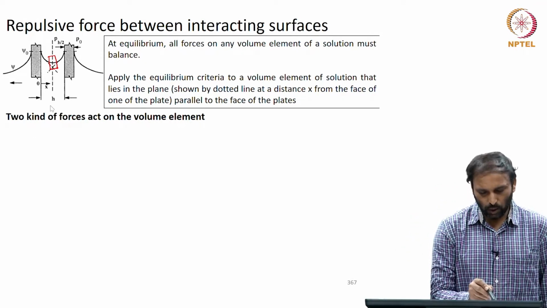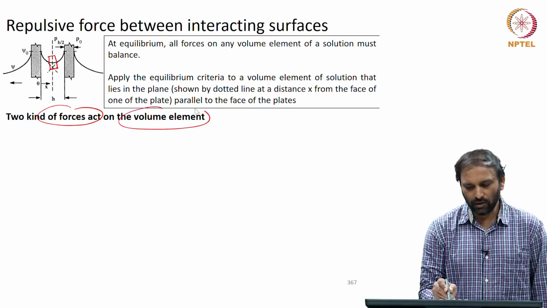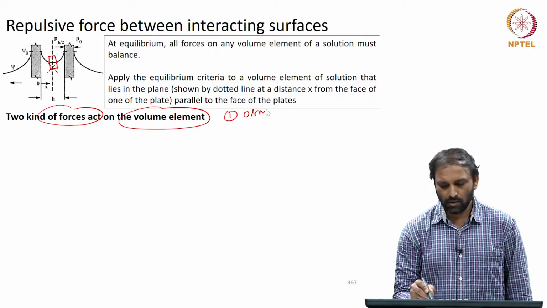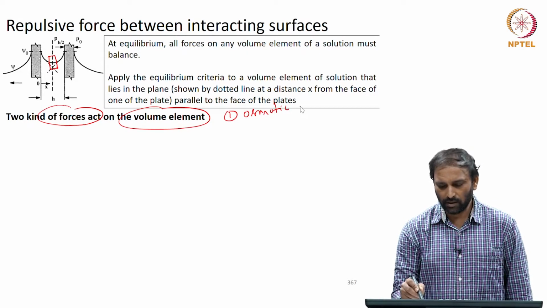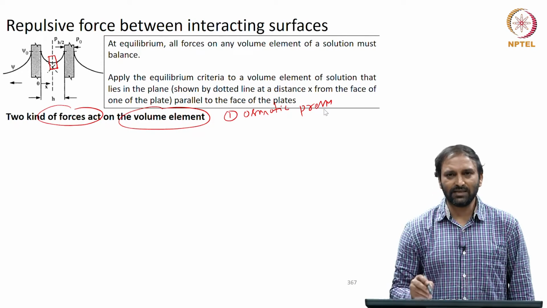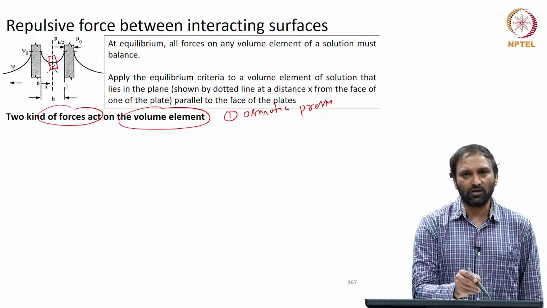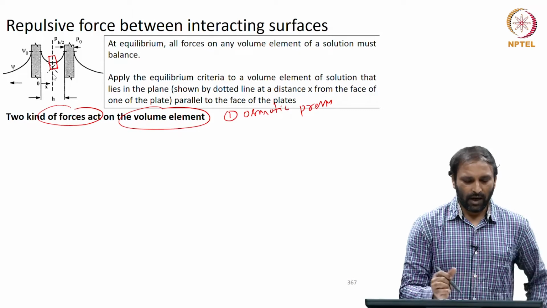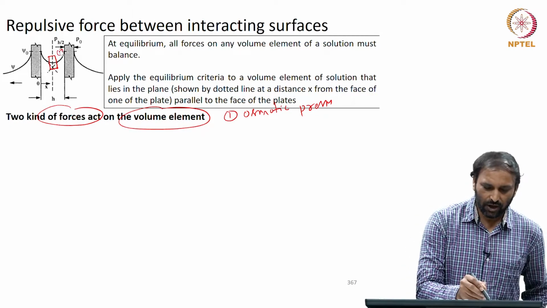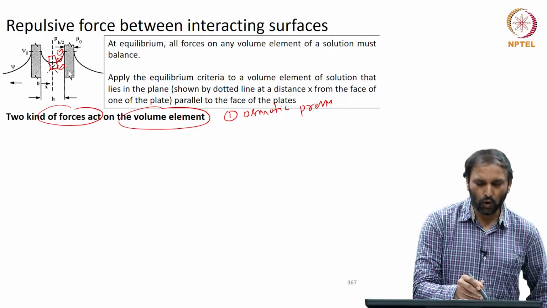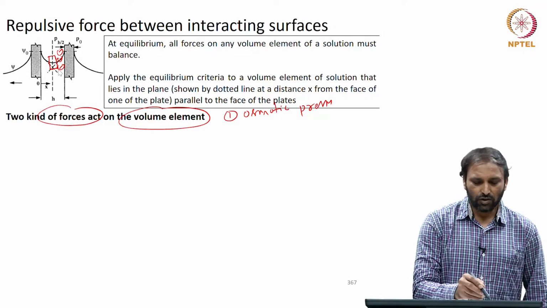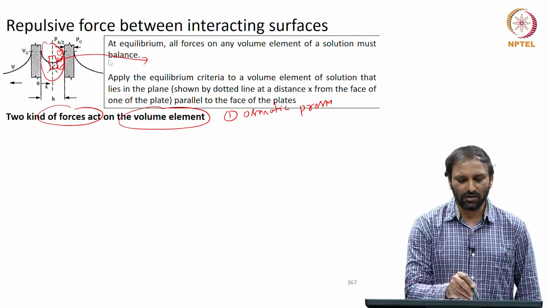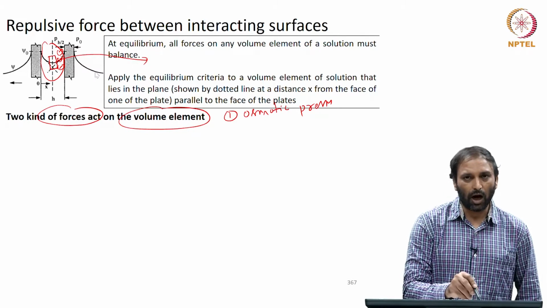It turns out that there are two forces acting on the volume element. First is what is called the osmotic pressure force, and this arises because if you look at the region within the two plates, there is a certain concentration of electrolyte, and the concentration of the counter ions close to the surface is higher. So, the concentration in this region would be very different from the concentration in the region outside the gap.